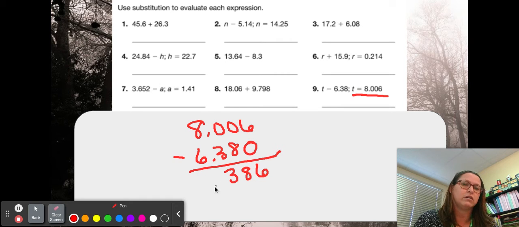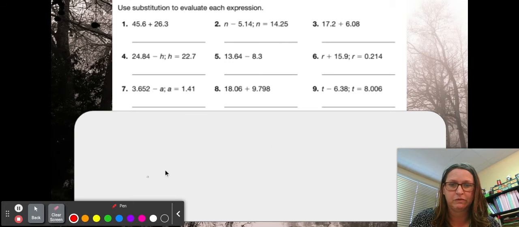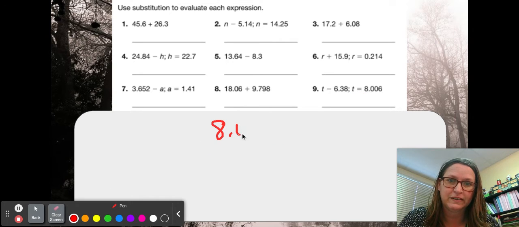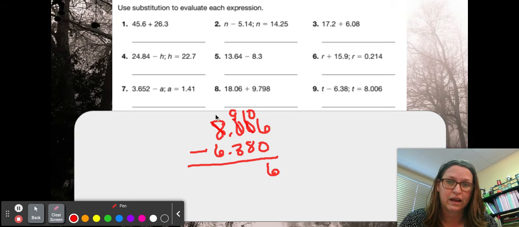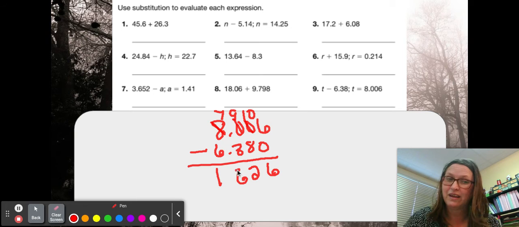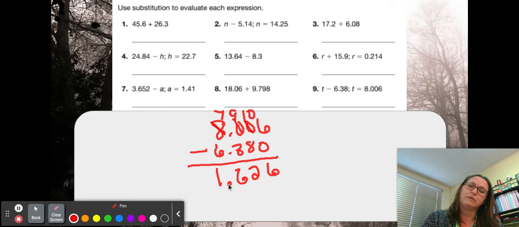Oh my goodness, sorry. Let me rewrite that. 8.006 minus 6.38 and put my 0. Now I have to subtract. So 6 minus 0 is 6. 0 minus 8, I have to borrow. And there we go. 10 minus 8 is 2. 9 minus 3 is 6. And 7 minus 6 is 1. Step 4, I bring down my decimal point, and I am done with this problem.